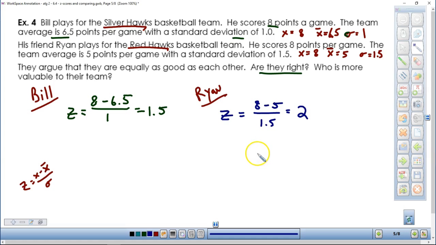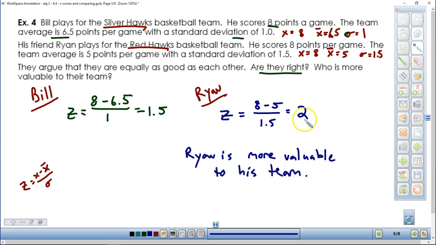So who has the higher z-score? Ryan. While Bill is only scoring 1.5 standard deviations above the mean for his team, the Silverhawks, Ryan is scoring 2 full standard deviations above the mean for his team, so Ryan is more valuable to his team because he is consistently scoring a higher number of standard deviations than the other players in his team.